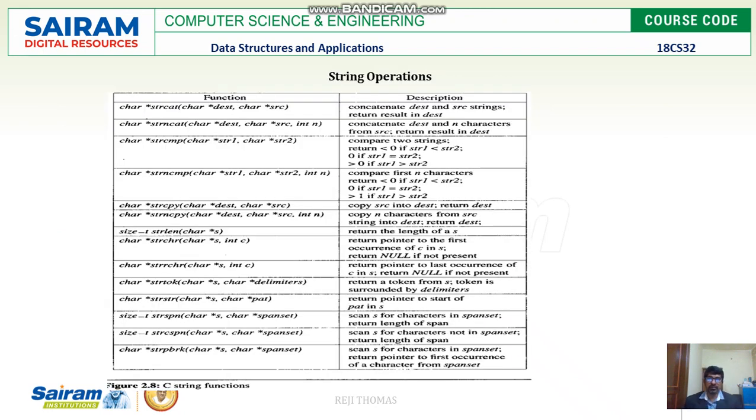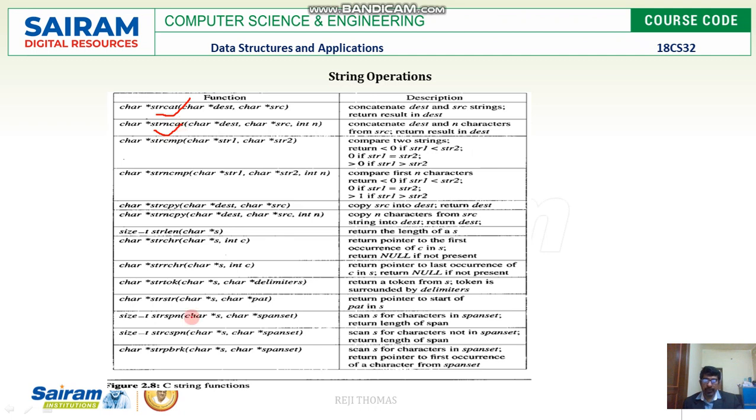So next is about the string operations. What all things can we do with strings? We can join two strings. We call it strcat. It's a library inbuilt function. Whenever you want to join two strings, you can make use of this. If you want to join only a few characters from the two different strings, we can use another function called strncat, which is going to concatenate a given number of characters.